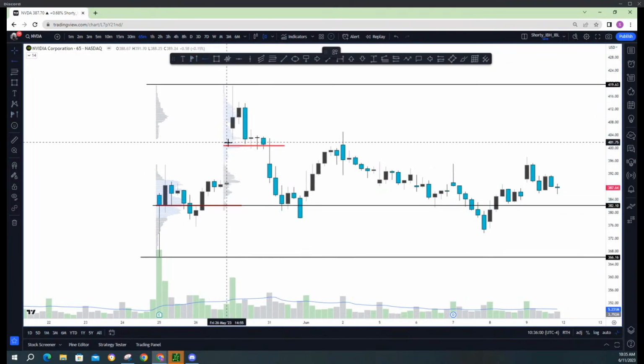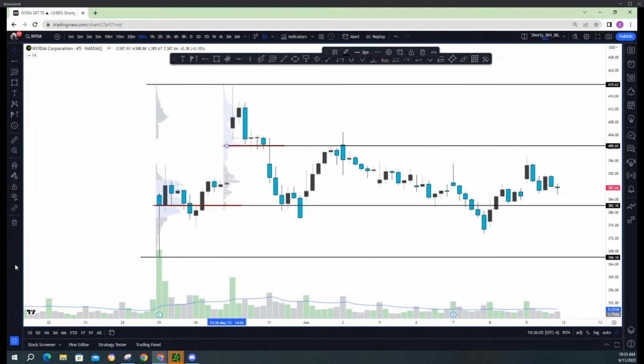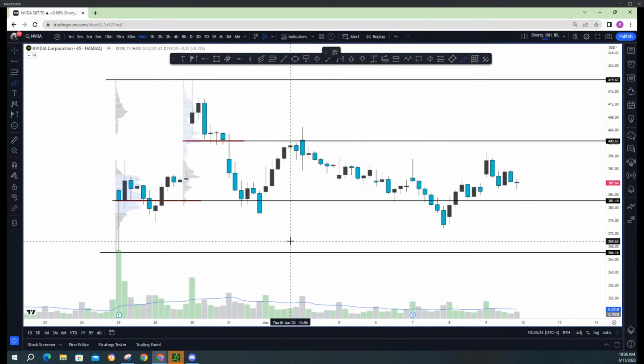Okay, so then my short entry would be where? Something like this. And where should I get out? Think carefully. At the POC level to buy, or the previous POC to buy. Why? Okay, let's talk about the market auction that we just talked about.